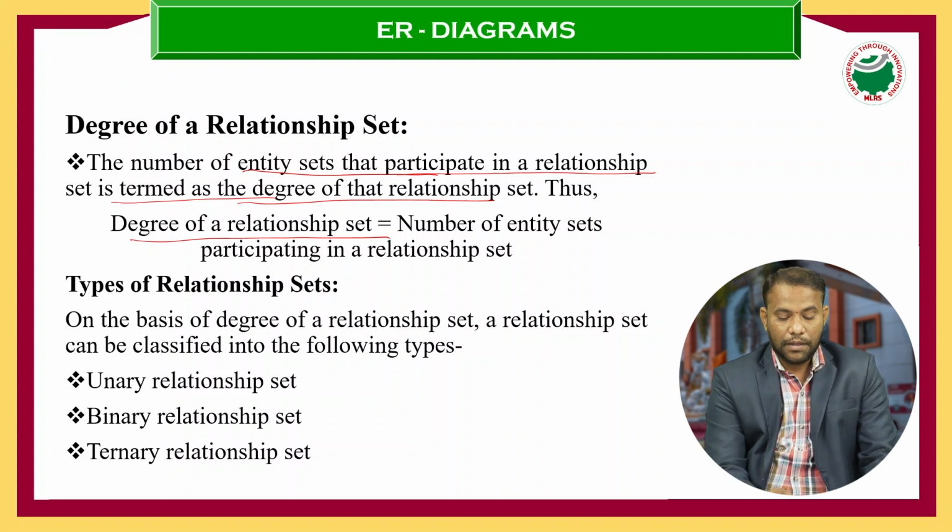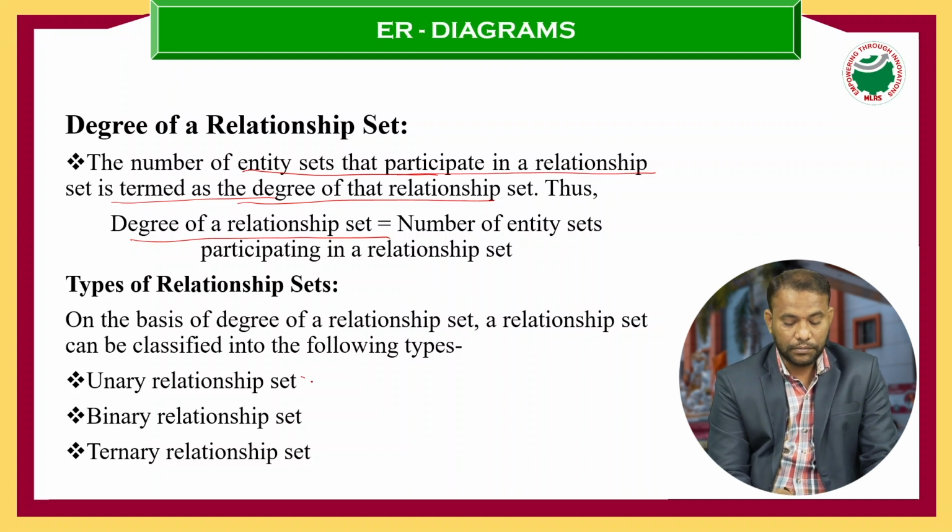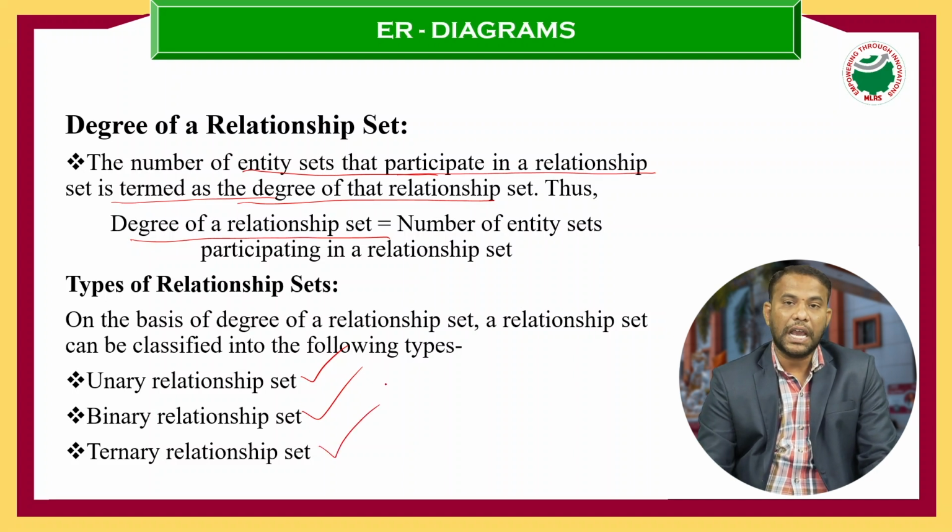Okay. Here we have types of relationship set. One is unary, binary, and ternary. Okay. So we have three types of relationship set.